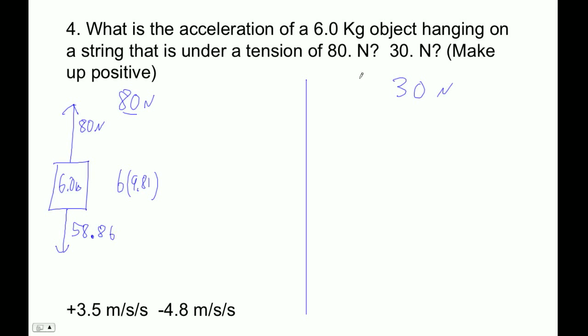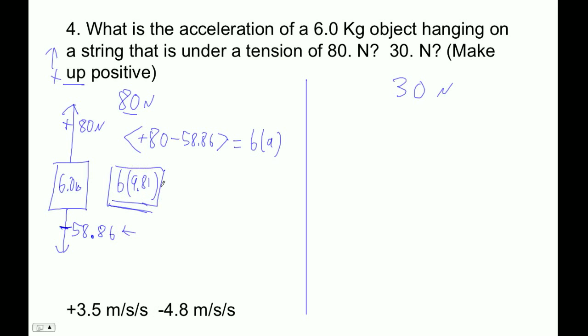Okay, now it says make up positive, so I'm going to make that direction positive, which makes that a positive force, this a negative force, right? And then my expression of Newton's second law looks like this. 80 minus 58.86 equals 6 times A. Right? So this is the sum of the forces. This guy's positive, this guy's negative. 6 times A, and we're going to find out what A is. So this is an unknown force problem. The only thing different about this one is that we had to calculate the force of gravity, right?